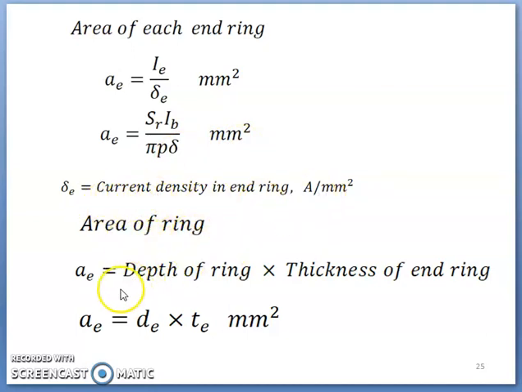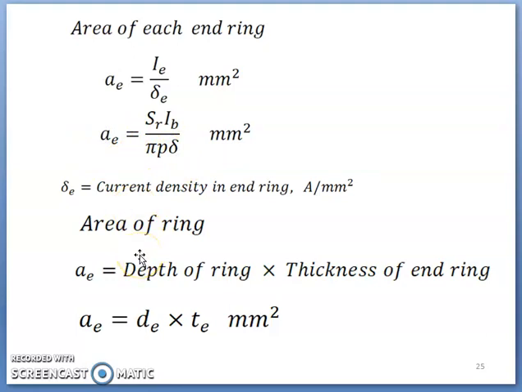Then the area of the end ring can be calculated mathematically using this equation. Once the number of stator slots, current in each bar, number of poles and current density are known, the area can be calculated using this equation.